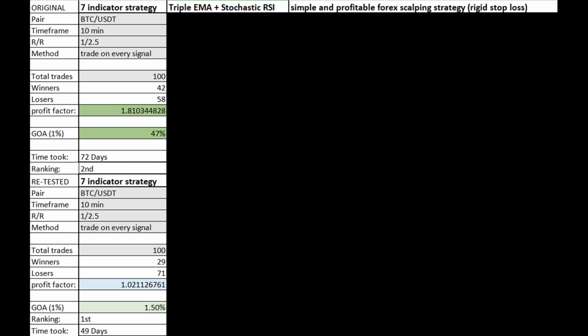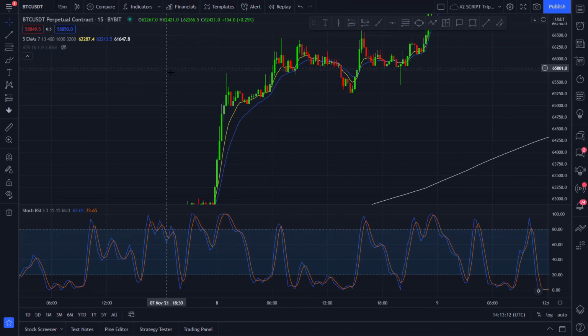And now let's see the last strategy, which is our currently best performing strategy, the triple EMA stochastic RSI strategy. For this strategy, we are going to use 3 different EMAs.